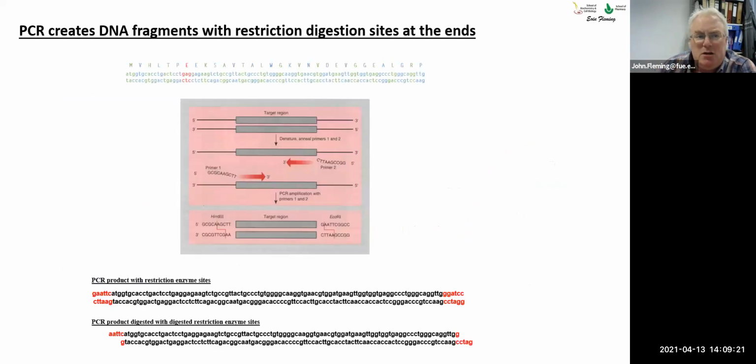So what we can do now is perform PCR and create DNA fragments, PCR products, that contain restriction enzyme digestion sites at the ends. So here we have a primer, which as part of the PCR amplification is going to bind to compatible sequence and begin that extension. But when we design the primers, we can include a part here at the end that initially is not complementary to the target DNA, but it contains the restriction enzyme recognition site for a particular enzyme.